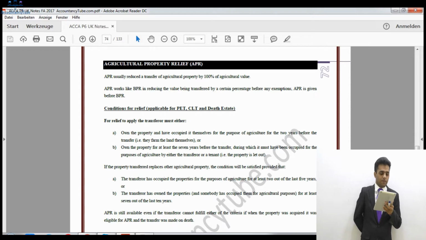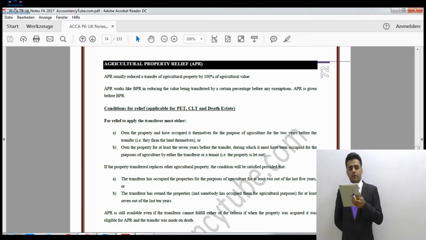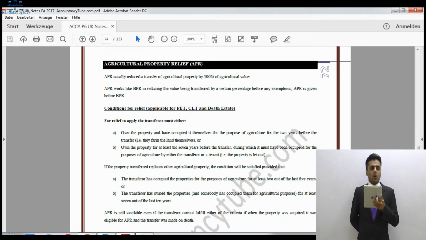APR works like BPR in reducing the value being transferred by a certain percentage before any exemptions. Now APR is given before PPR. That is a very, very important thing to do. Let's say, for example, if both the reliefs are applicable on the same property, then we will give the agricultural property relief first. Now, the conditions for relief apply to all of them: PET, CLT and death estate.